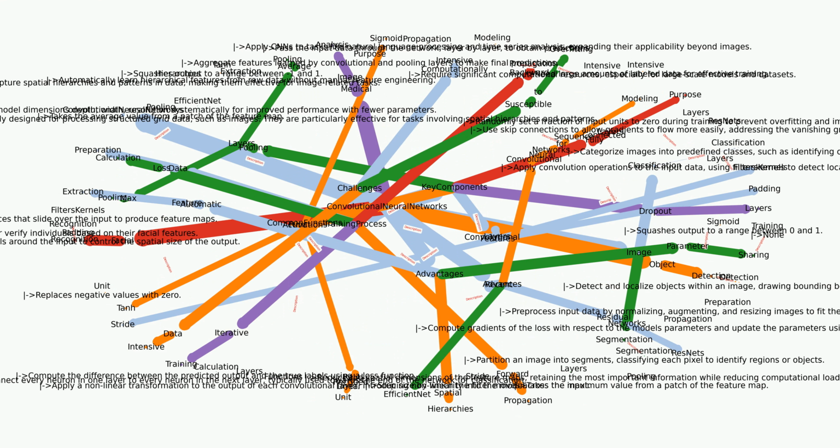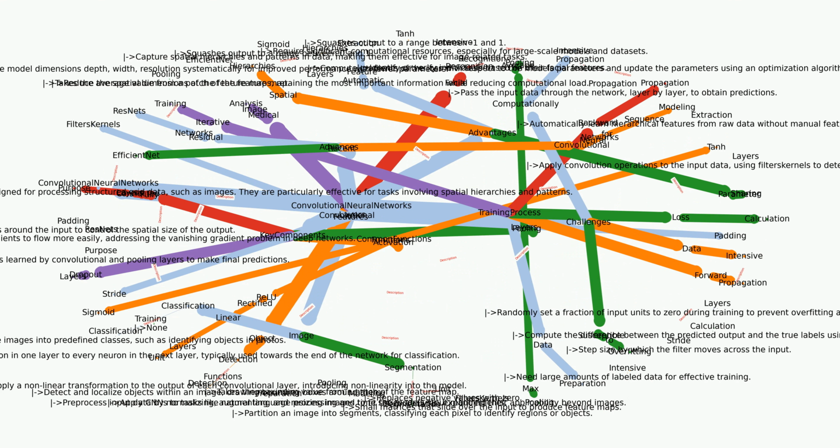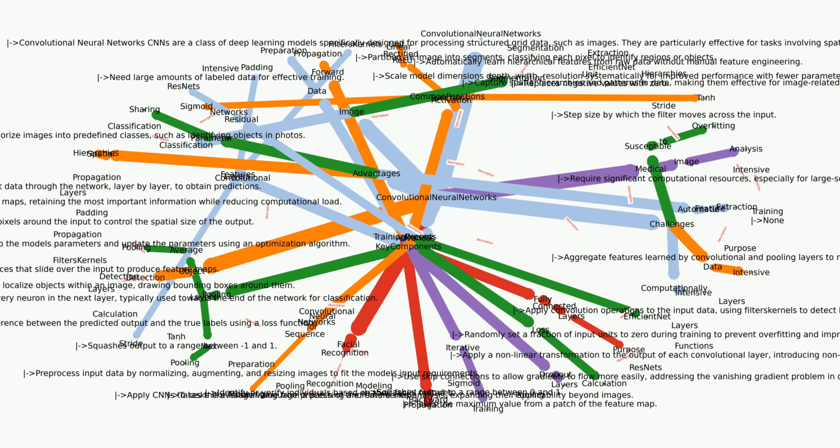optimization algorithm. Iterative training. Description. Repeat forward and backward propagation for multiple epochs until the model converges or achieves satisfactory performance. Applications. Image classification. Description. Categorize images into predefined classes, such as identifying objects in photos.